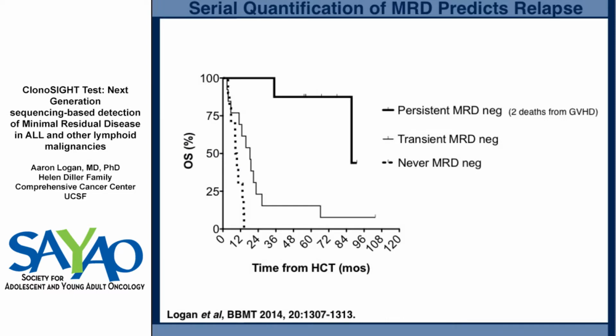We did have serial samples for many of these patients, and those who remained persistently MRD negative did not relapse. The 2 steps in the survival curve here are from patients that died of complications of graft versus host disease. And those who were never MRD negative or had a transient MRD negativity had very poor outcomes, and they all relapsed, and almost all of them, unfortunately, passed from their disease.